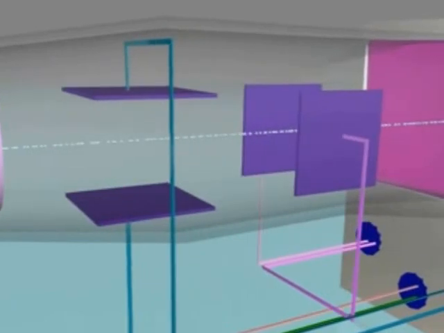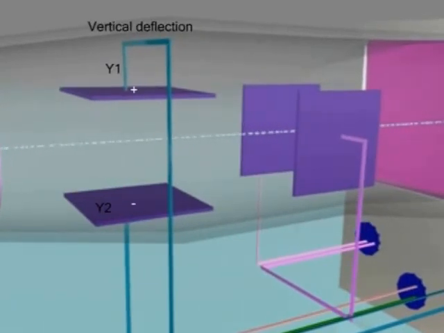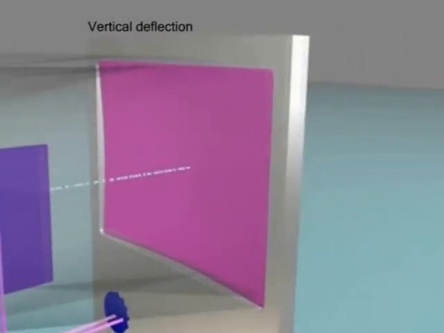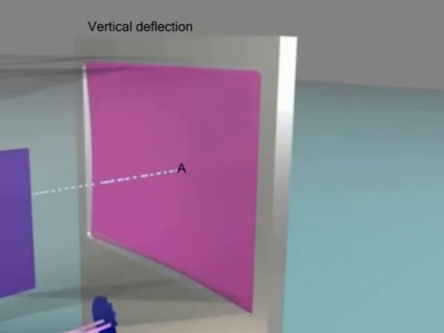The deflection system. Vertical deflection. When the beam passes between uncharged horizontal plates, it strikes the screen at A. The beam is therefore not deflected.